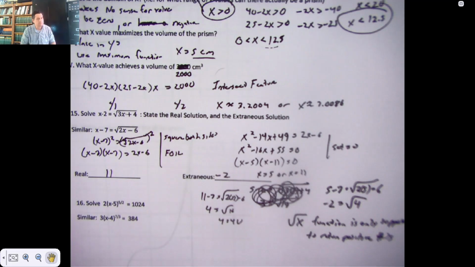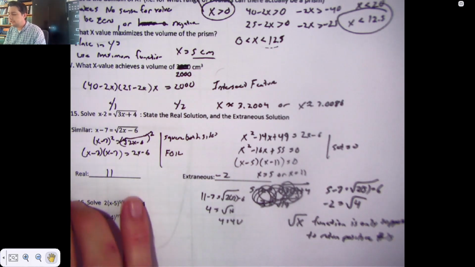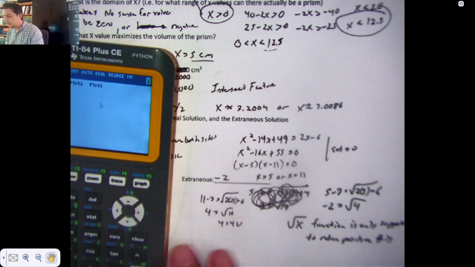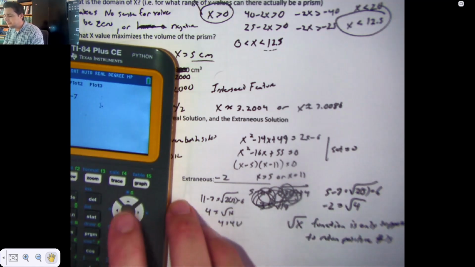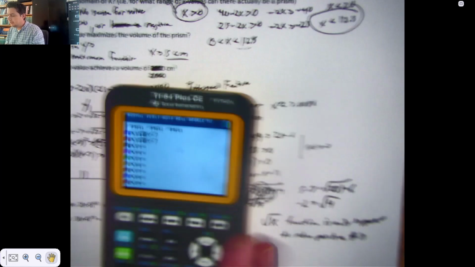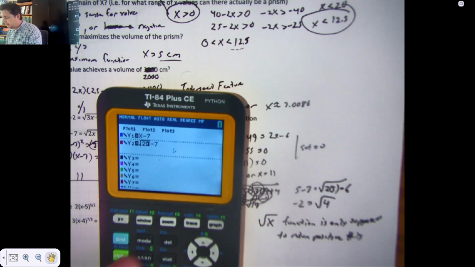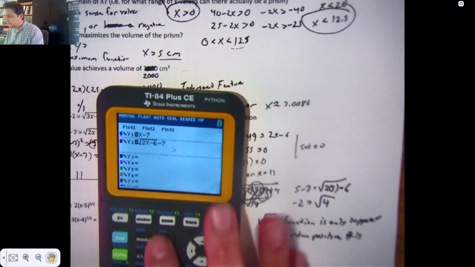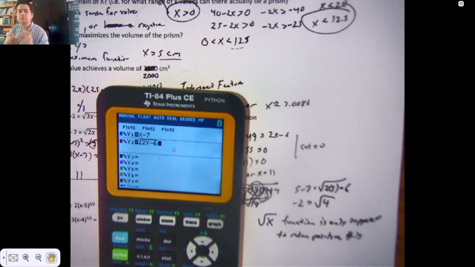So, how can I help you with this? How can I help that make sense? Well, your calculator will always show you the real number. It will always show you the real answer. The calculator always shows the real answer. So let me put x minus 7 in y1 and the root of 2x minus 6 into y2. And I want to repeat that. The calculator only shows you real things. It does not show you things that don't make sense.